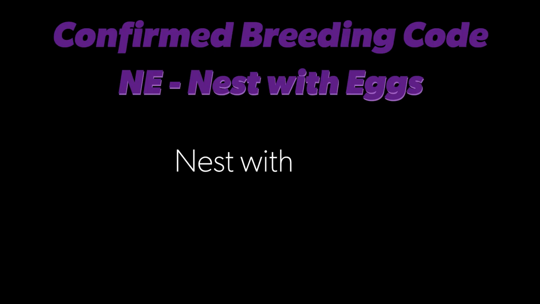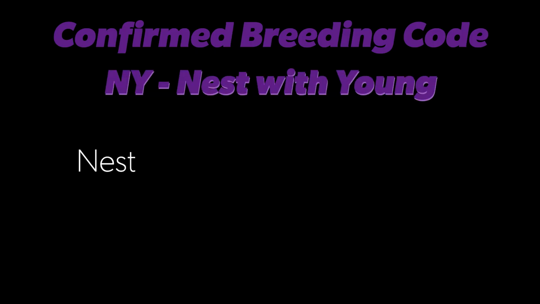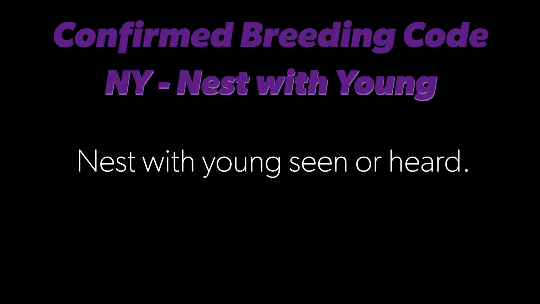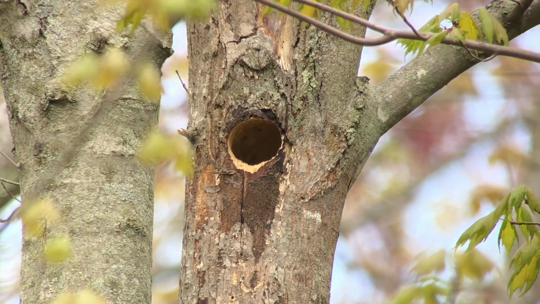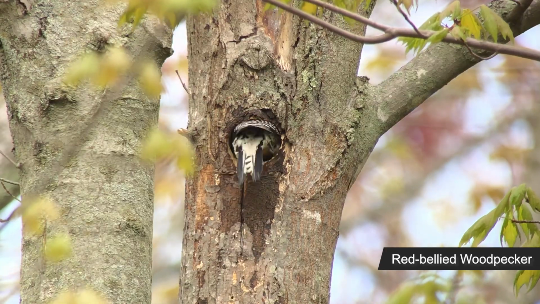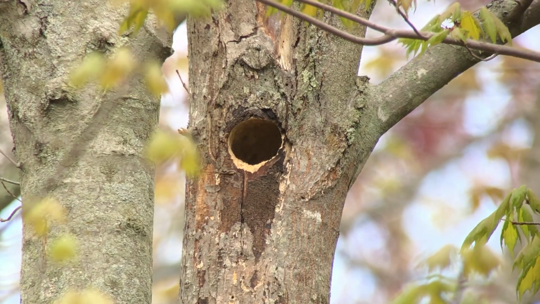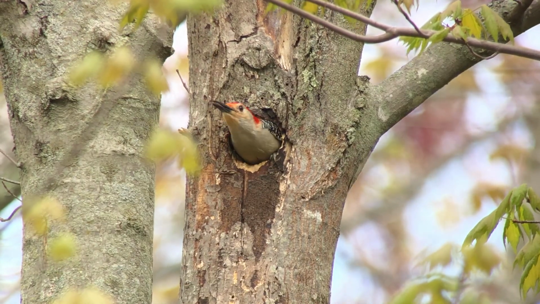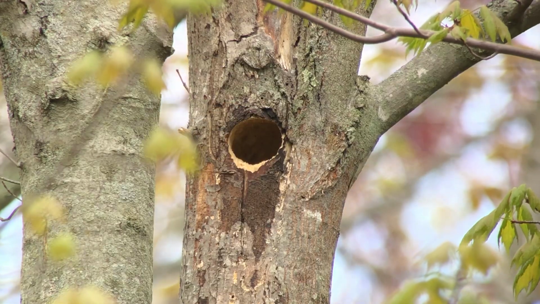Our last two codes are exactly what you'd think. NE, nest with eggs, and NY, nest with young, are just that. Maybe the one thing to note is that you don't have to see the young to use NY. Often, especially with a cavity, you may just hear the young begging from inside. As a reminder, don't count eggs in the species totals you report on your list, but you do count hatched young.